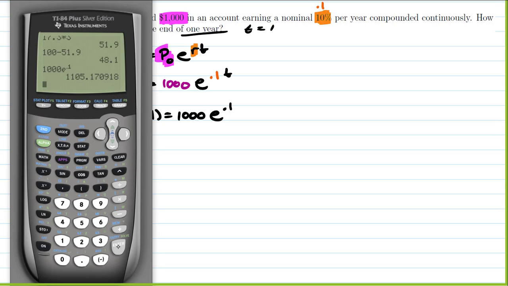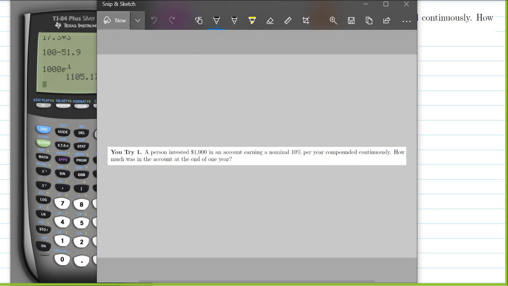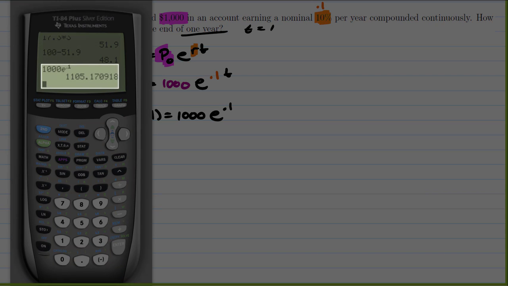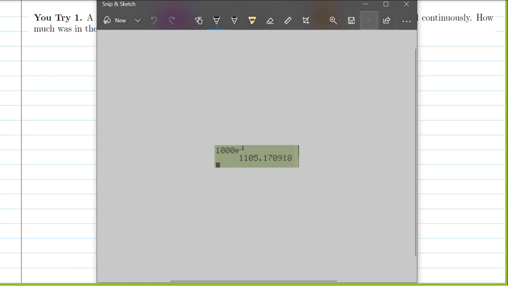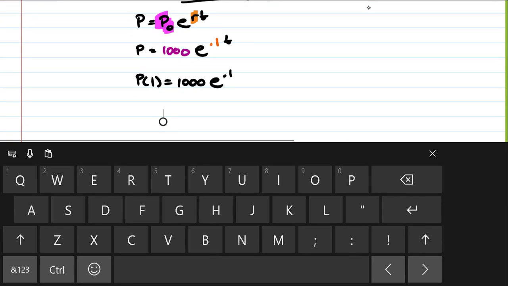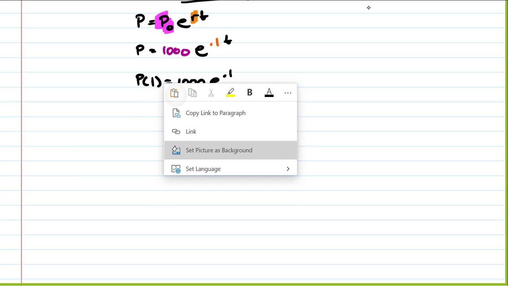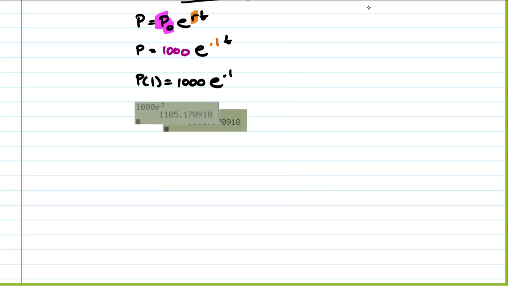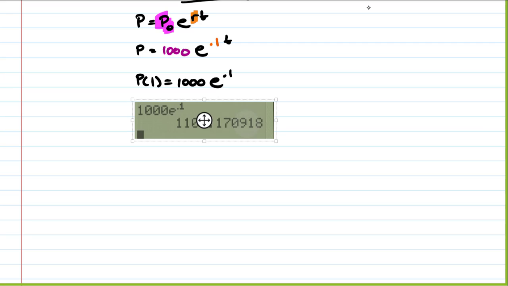And we get $1,105.17. So in this situation, we would have gotten $5 more using continuously compounded interest than if we would have used simple interest. Well, $5.17 to be precise.